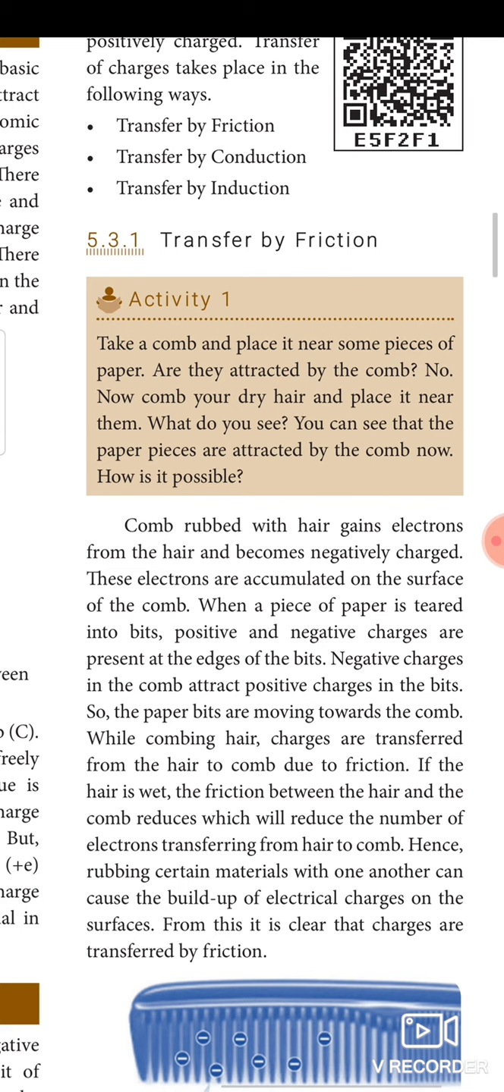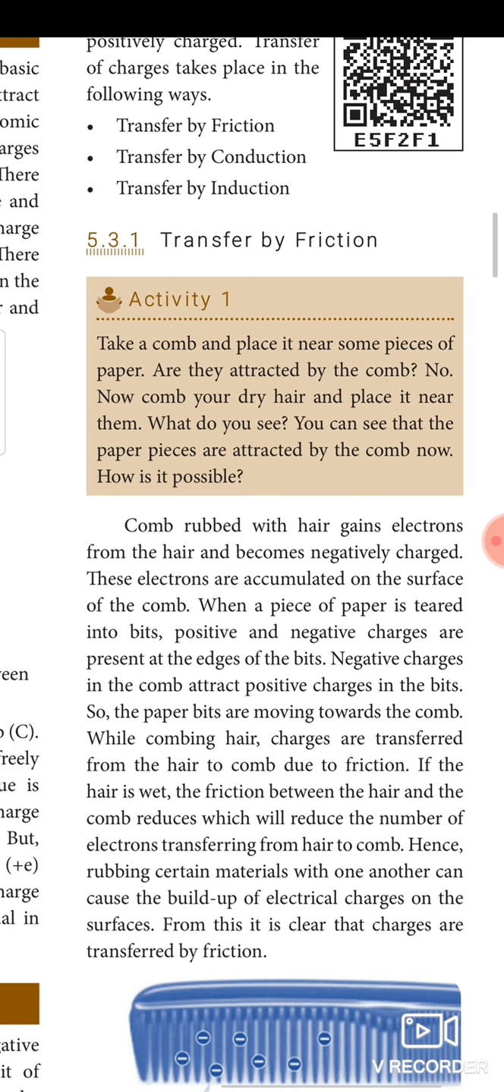It's a very common thing. This transfer by friction results in electrostatic forces. Comb rubbed with hair: you take a comb and place it near some pieces of paper. Are they attracted by the comb?